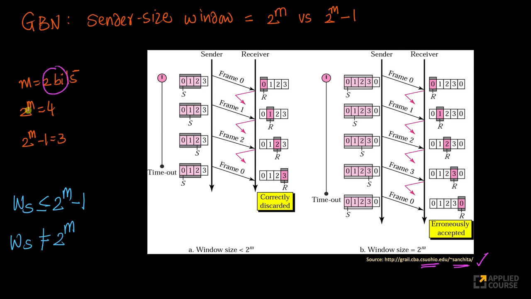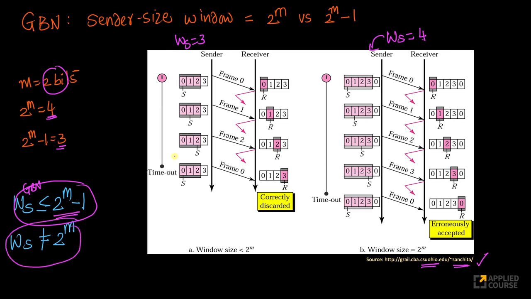Imagine if I have 2 bits, then what is 2 power m? 4. What is 2 power m minus 1? 3. Now let's take a simple case. Here I have my window width. Let's say my sender window width is 4 in one case, and in the other case my sender window width is 3. I want to prove to you that the sender window width in go back n has to be less than or equal to 2 power m minus 1, and it can't be equal to 2 power m. So this is equal to 2 power m, and this is equal to 2 power m minus 1.